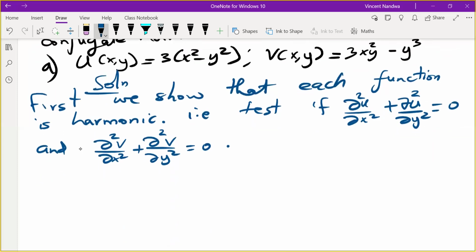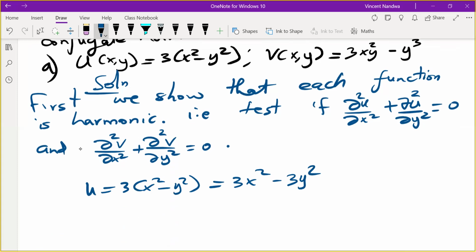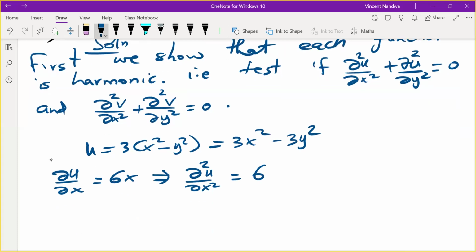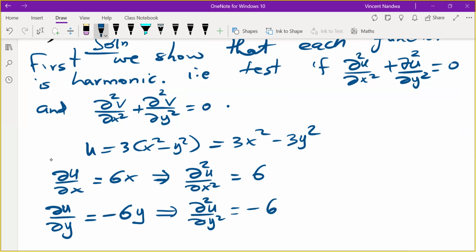So this is how he's actually obtaining the answer, that u is given as 3 into x squared minus y squared, which you can write as 3x squared minus 3y squared. So partial u partial x will give you 6x, which means partial squared u partial x squared, when you differentiate 6x with respect to x, you get 6. And then partial u partial y is minus 6y, which means partial squared u partial y squared is minus 6.